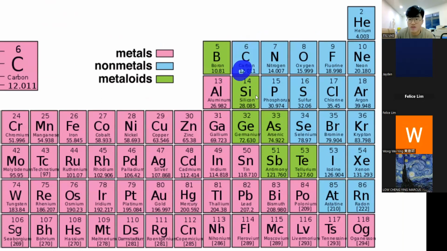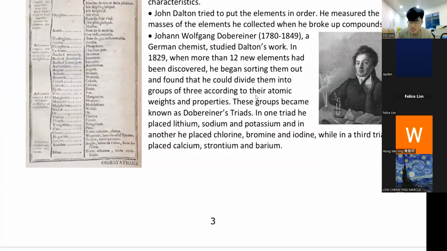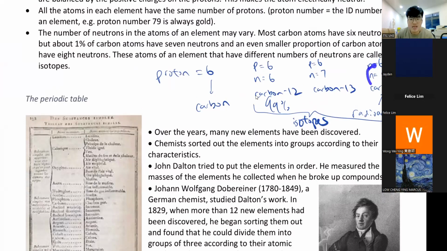It's always 12. It's not necessarily always. Some carbon, very rare, is 14. Very rare. And 13 also quite rare. You don't really find 13 or 14. You usually find 12. Okay, you guys cool? You guys okay?